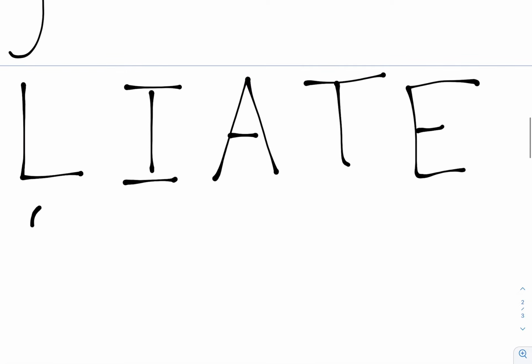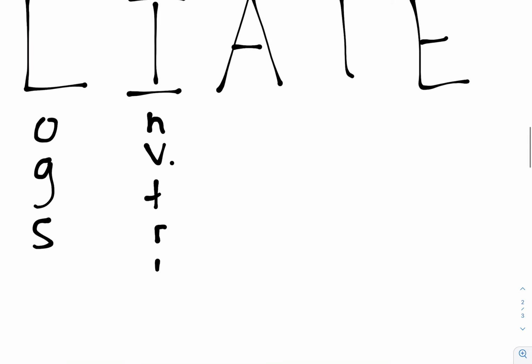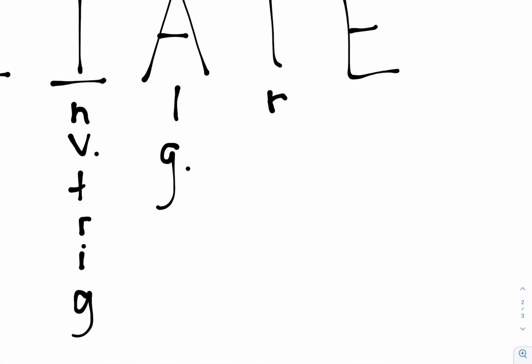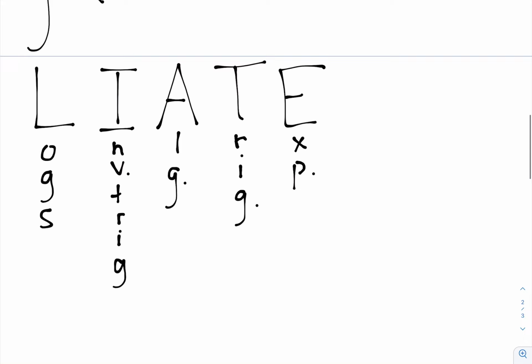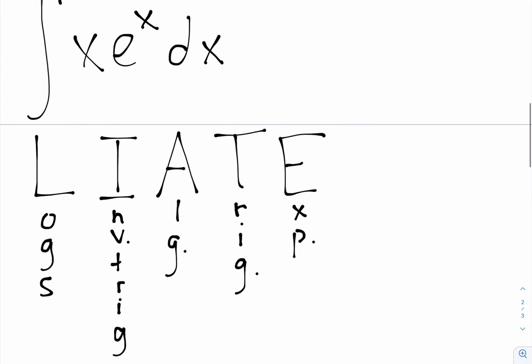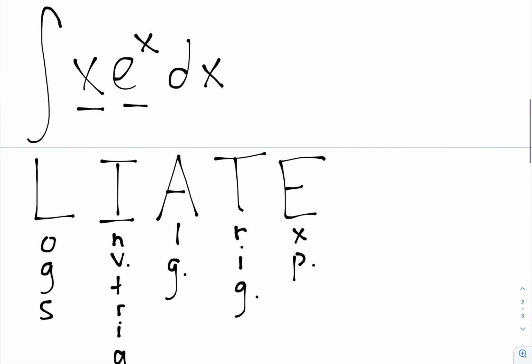Each letter stands for: this is going to be logs, this is going to be your inverse trig, this is going to be your algebraic expressions, this is going to be your trigonometric expressions, and this is going to be your exponential expressions. So when you get a question like this, there's a product of two things, x and e to the x.